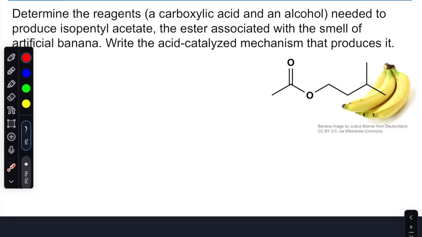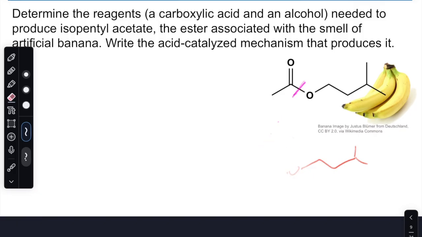So applying it, this is similar to something we've described before. What are the reagents we're going to need? Remember, if this is Fischer esterification, we're breaking about that bond there. So the two pieces you're going to need are a carboxylic acid and the corresponding alcohol. And if we're going to write the acid catalyzed mechanism to produce it, let's draw that one out.